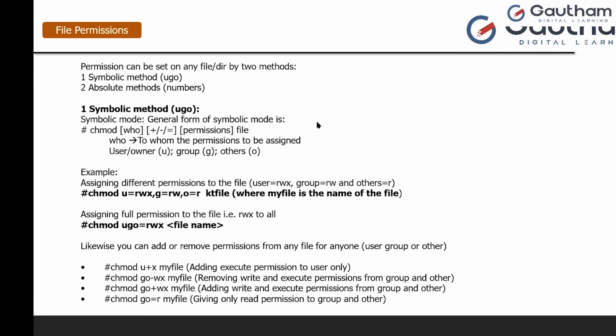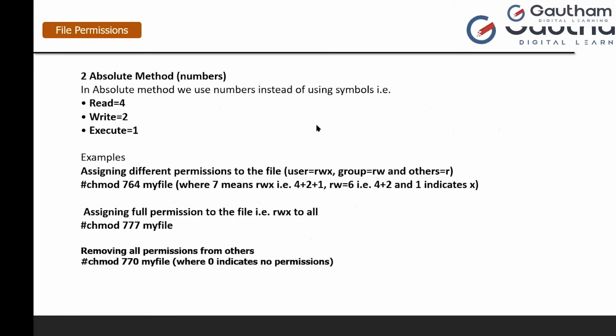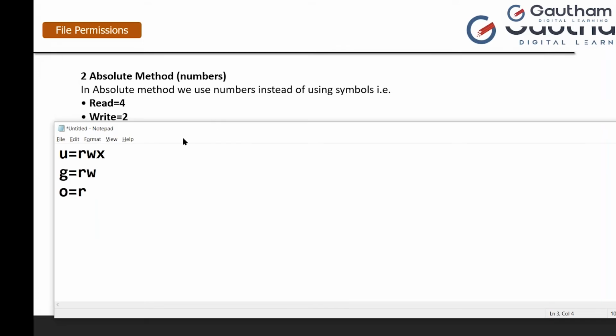Now there is a quick fire method that is called the numeric method. So if you go with the numeric method, or absolute method, it uses some numbers. Like read is represented by 4, write is represented by 2, and execute is represented by 1. So 4 for read, 2 for write, and 1 for execute. Suppose I wanted to give this permission. So how am I going to attach it? You need to put 4 for read, 2 for write, and 1 for execute.